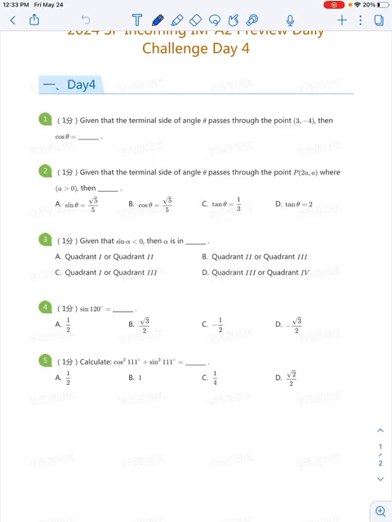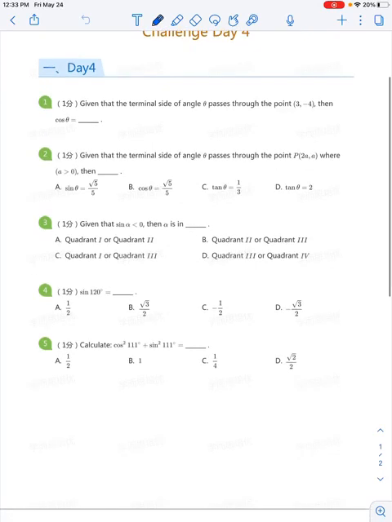All right, so anyways, let's take a look at our practice set here. Given that the terminal side of the angle theta passes through the point (3, -4), what's going to be the cosine value? In this case, we can first find this point. We know (3, -4) is going to be in the fourth quadrant, like this. And then this will be 3, this will be -4, and this will be our angle.